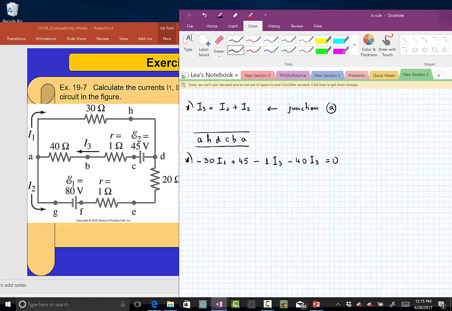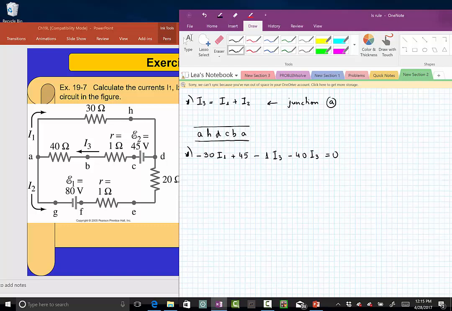I need one more, so I'm going to look for another loop. The other loop that the book chose is A, H, D, so it starts similar, but then we keep going down: D to E to F, G, back to A. Okay, so let's pick this other loop and write the equation. Remember, as we are following the current, every time we pass through a resistance, the potential drops.